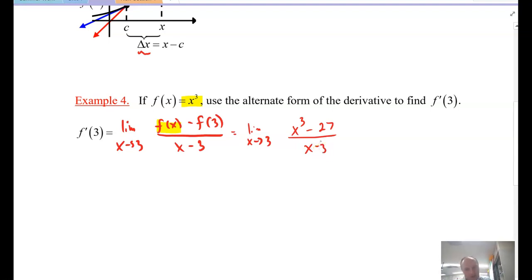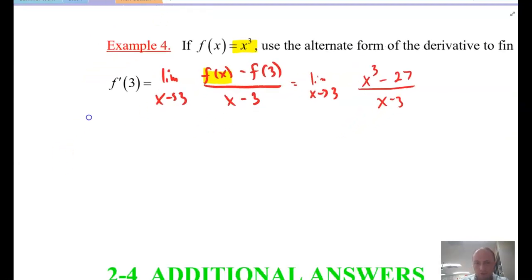So what we have to do here is some reducing, and unless you know your difference of cubes, what we're going to do here is some long division. We'll do a blast from the past. X minus 3 dividing into x cubed. I don't have any x squared terms. I don't have any x terms, but I do have x to the 0 terms. That's 27. So we're going to go ahead and do some long division.